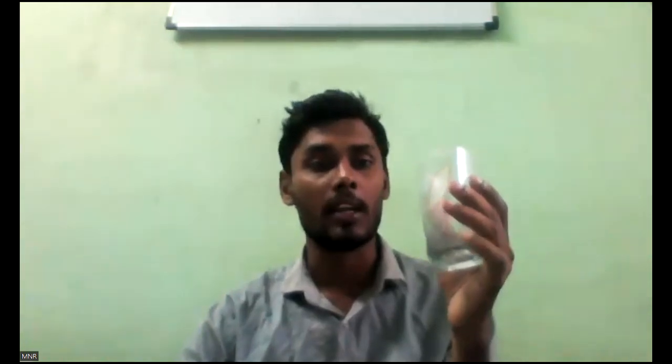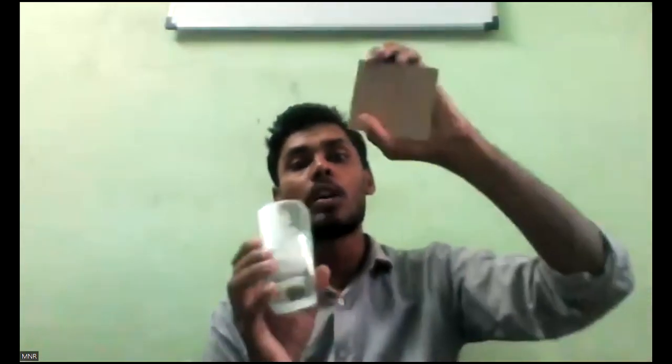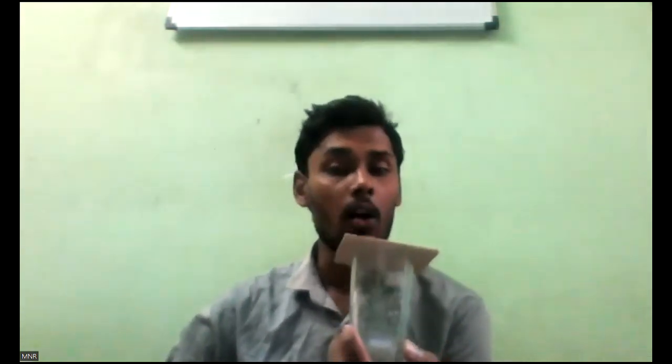Now let us discuss the explanation behind it. Initially, both the card and the coin, what is the state of them? Everyone tell me. Rest or uniform motion? That is what I'm asking. Both are at rest, the coin as well as the card. Now, when we hit this card with our fingers, what is happening?